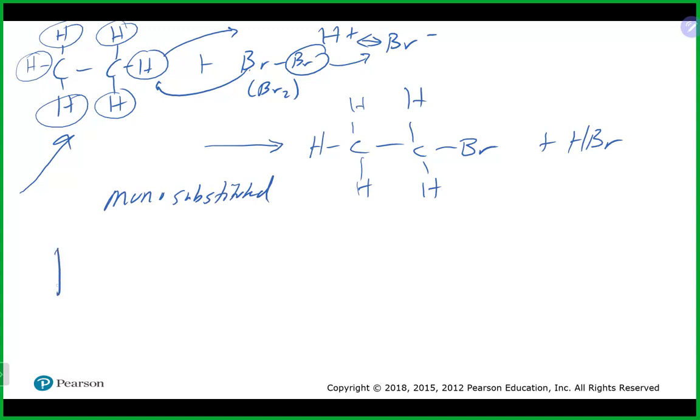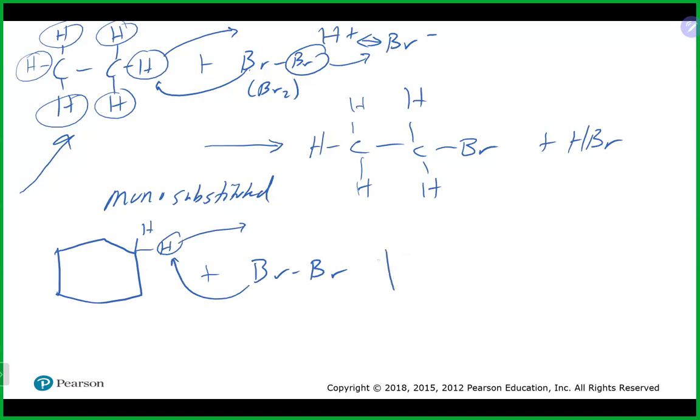Does it matter if it's a ring type structure? The answer is no, it really doesn't. So if you did the same thing, this is a carbon here that technically has two hydrogens off of it, right? To give it four bonds. Same thing's gonna happen. Hydrogen's gonna pop off, this guy's gonna come on. And again here, nothing else is gonna change except that we popped a bromine on there. And again, we would get HBr.